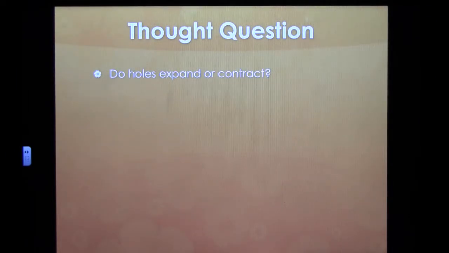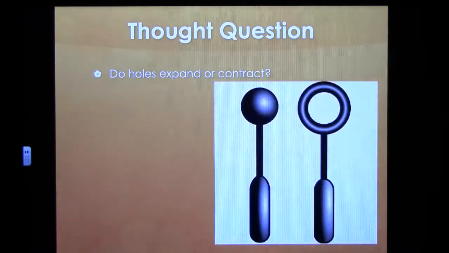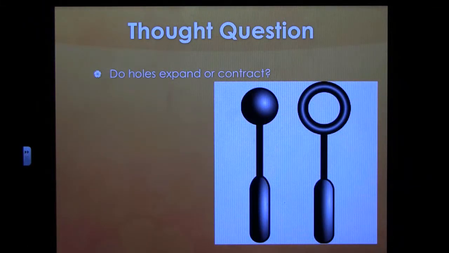Here's an interesting thought question for you to consider. Do holes expand or contract? If you heat a thin circular ring, for example, does the ring's hole get larger or smaller? You might guess that the metal expands into the hole, making the hole smaller. However, if we imagine the ring is solid like a coin, the entire disc would get larger. When the metal expands, the material inside the circle will expand along with the rest of the metal, so the hole actually gets larger.